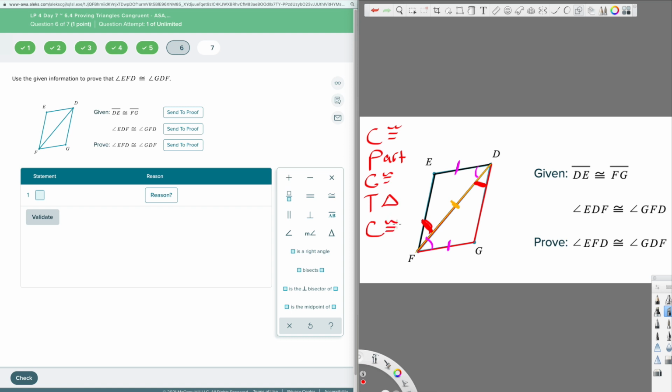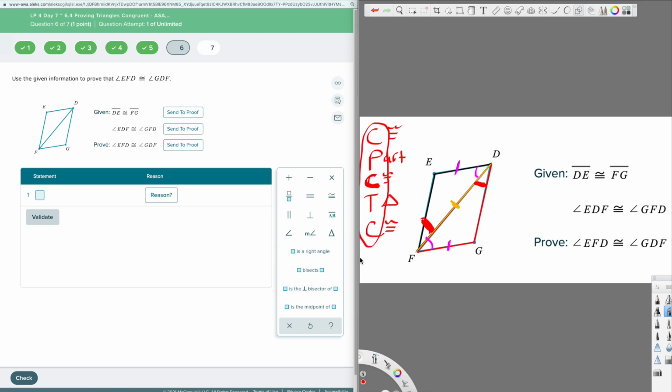And I know I only put the word on part because I don't have a symbol to go with that. But this is not a G, this is a C. Sorry, that's a very ugly C. But so we literally just say CPCTC. Once I know one triangle is congruent to the other, the corresponding parts have to be congruent to each other.